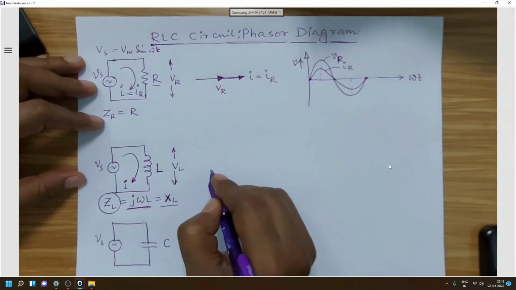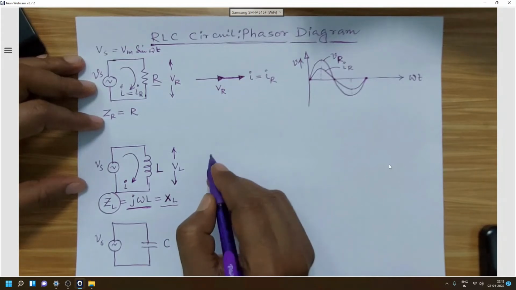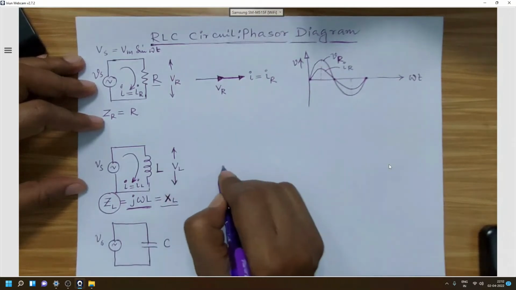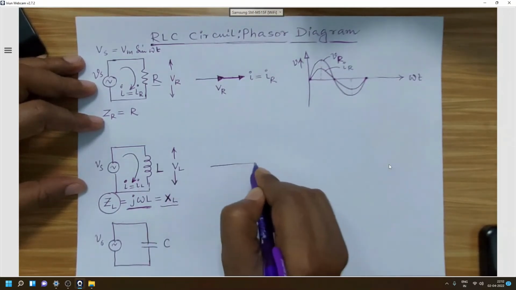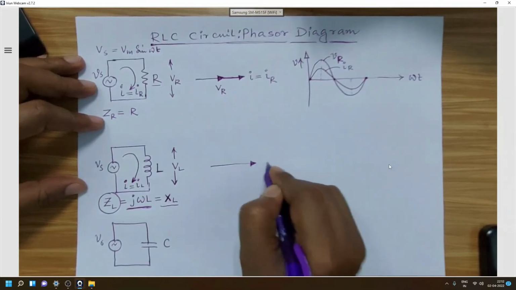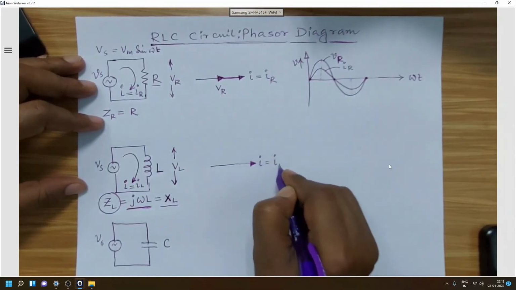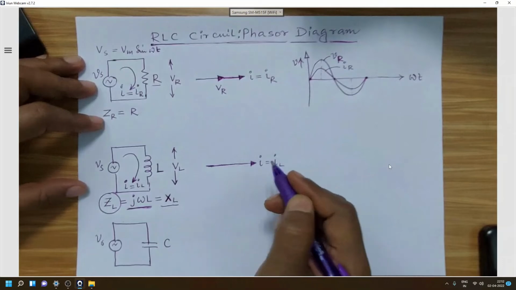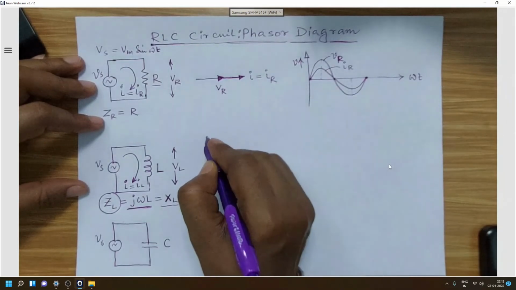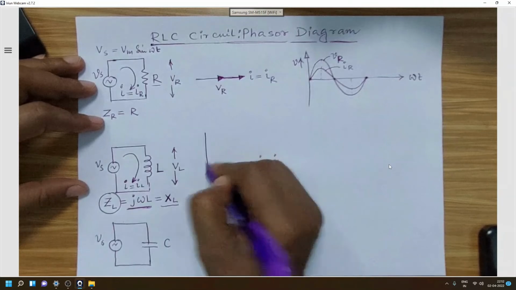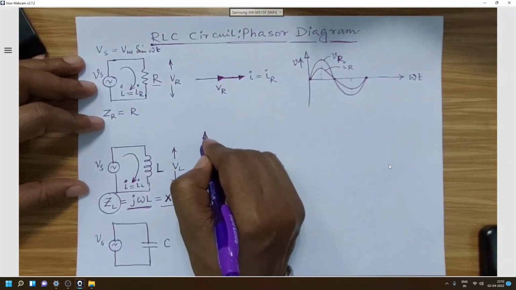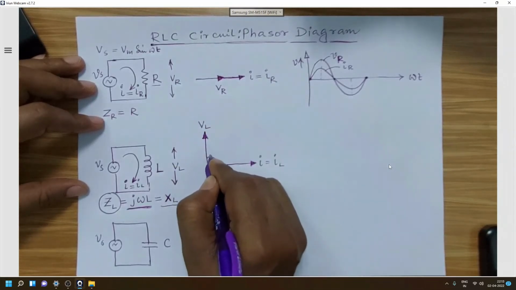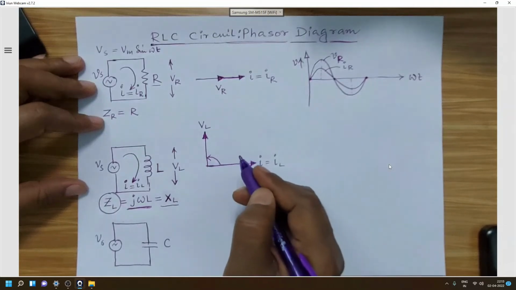We have to draw the phasor representation between I equal to IL and the VL. So for this series circuit also we will assume or consider that I equal to IL is the reference phasor. Now as for inductance, the current lags behind the voltage with an angle of 90 degrees. So VL will be drawn by rotating 90 degrees in anti-clockwise direction.